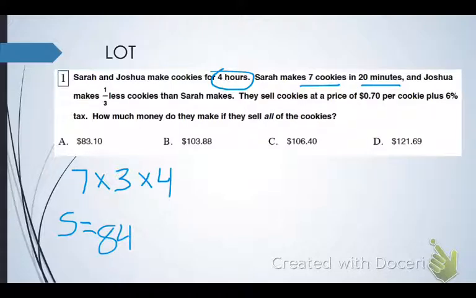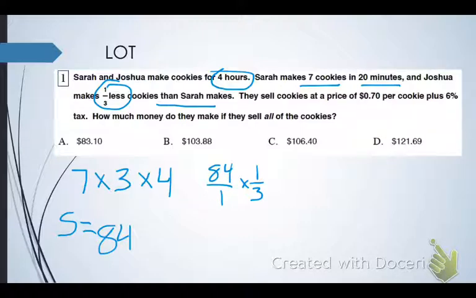All right, coming back to my word problem. Sarah and Josh make cookies for 4 hours. Sarah makes 7 in 20 minutes, and Josh makes 1/3 less than Sarah. So in order to figure this out, I have to figure out what is 1/3 of Sarah's total, and then I have to subtract that in order to figure out how many cookies Josh is making, because it says 1/3 less. So I'm going to do 84 times 1/3, to figure out what that equals.